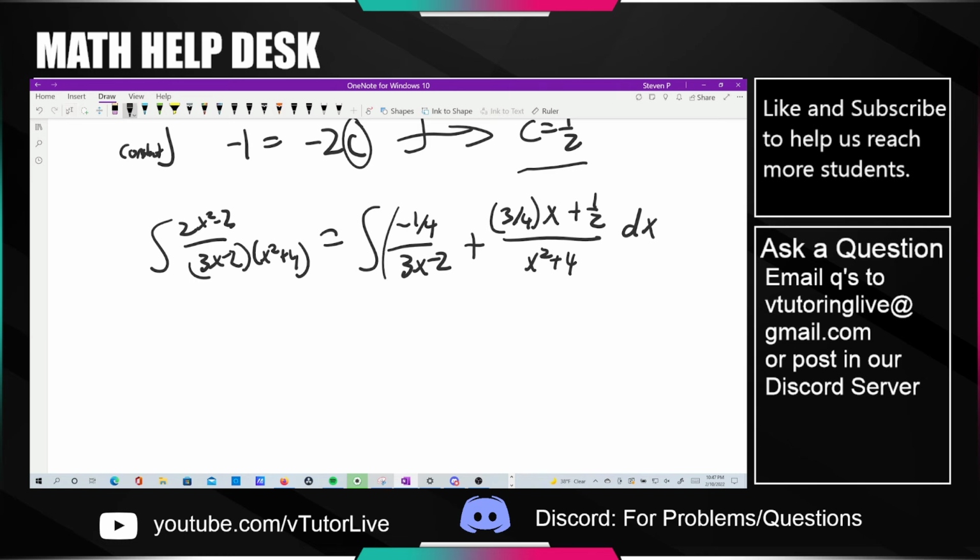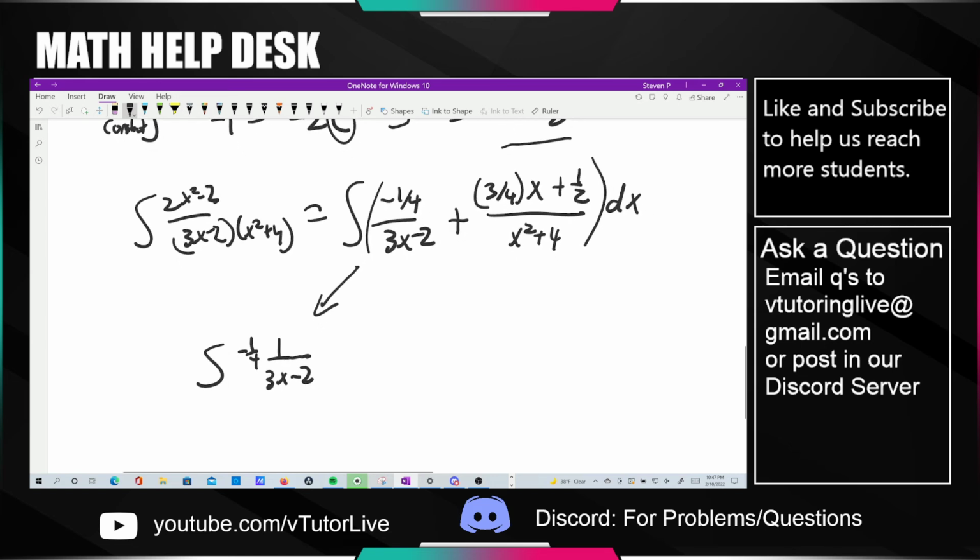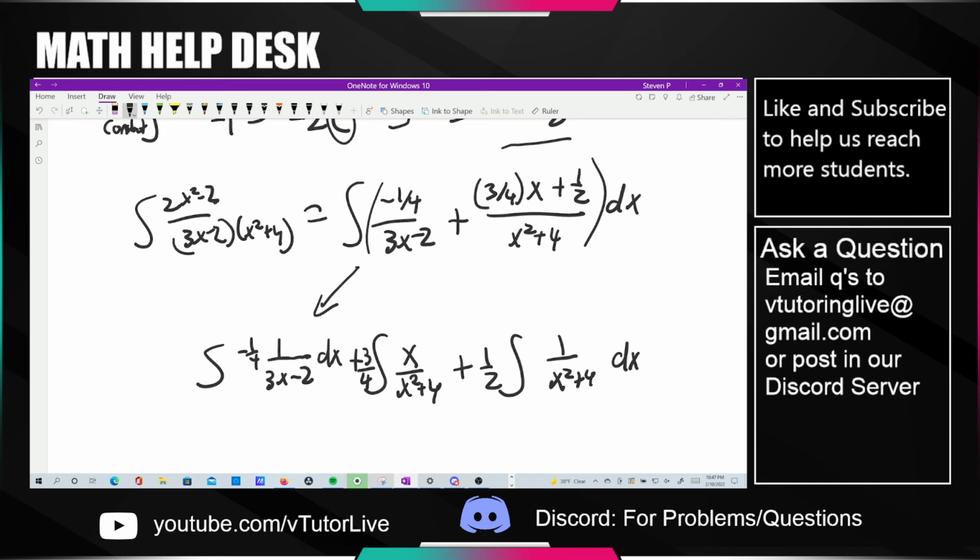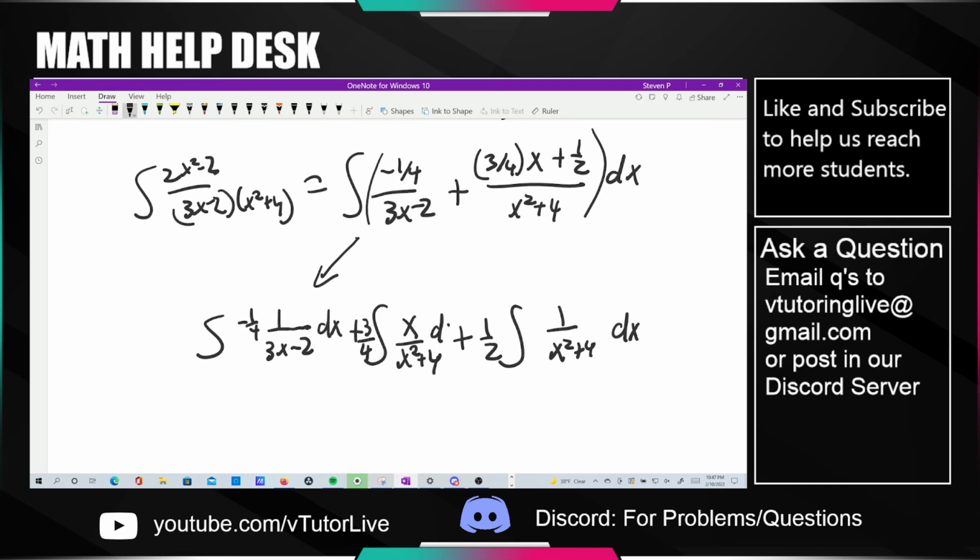We can break this down into a little bit simpler format by just rewriting the integral as minus a quarter integral of 1 over 3x minus 2, right? And we can call that dx, and then we can split up the integrals so that, what's the next integral? It's going to be 3/4. We'll just write the 3/4 out front. Integral of x over x squared plus 4 plus 1/2 integral of 1 over x squared plus 4 dx. And at this point, things are looking pretty good. Things are not so bad at all, actually.